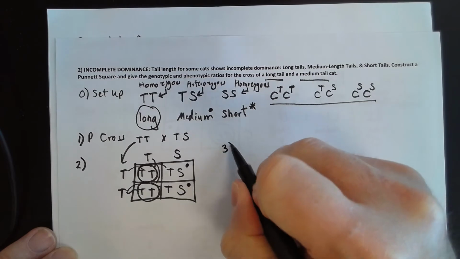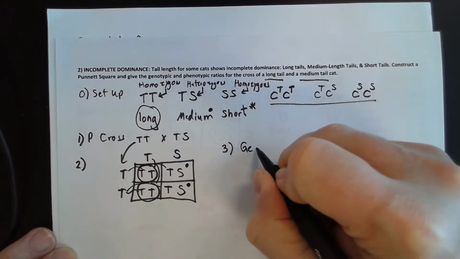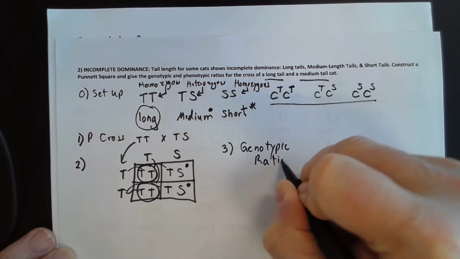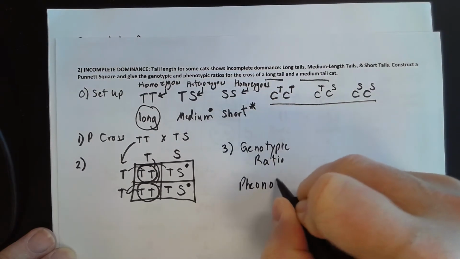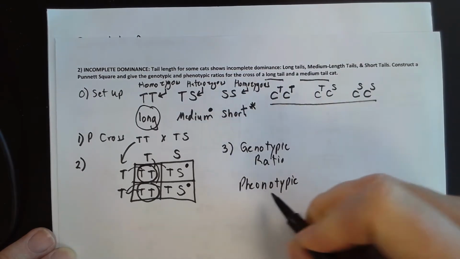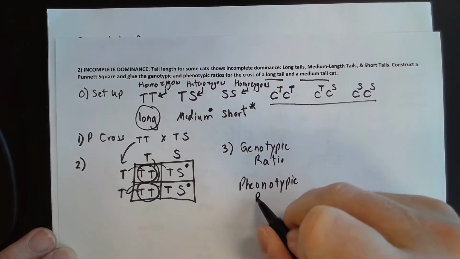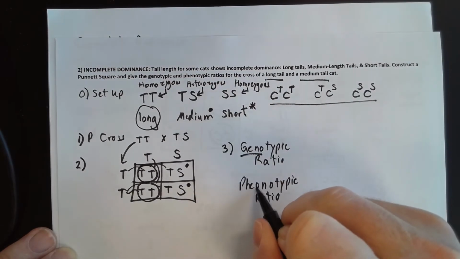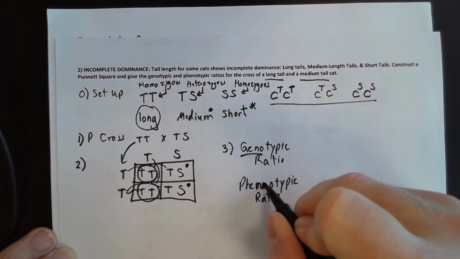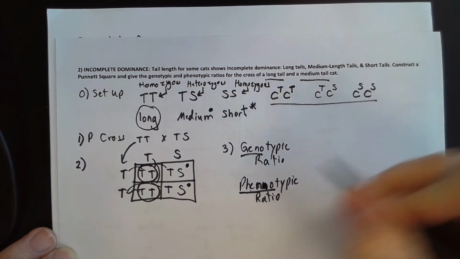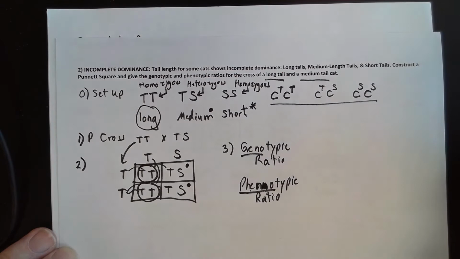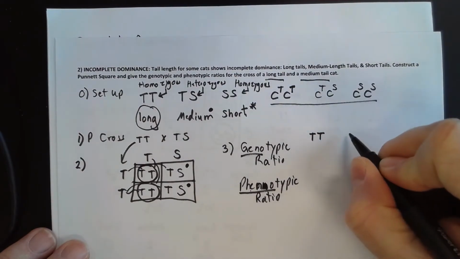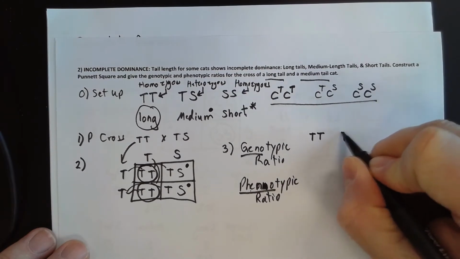Step 3 is to list the genotypic ratios and the phenotypic ratios. Genotypic ratio, phenotypic. Do you guys know what the difference is between those two? Genotypic is going to look at the genes, and pheno is going to look at the physical traits. Okay, so we just look at the possibilities here. So we're going to write the possibilities. These are the possible genotypes, genes.